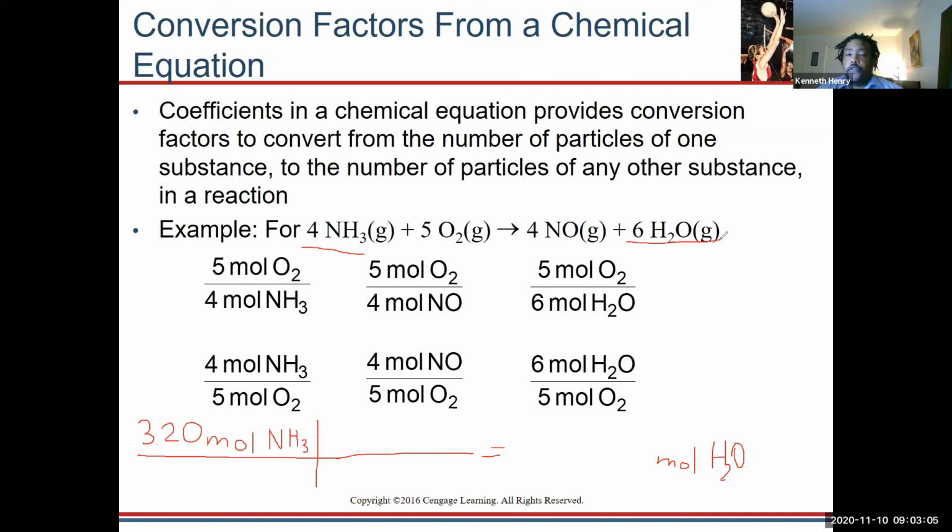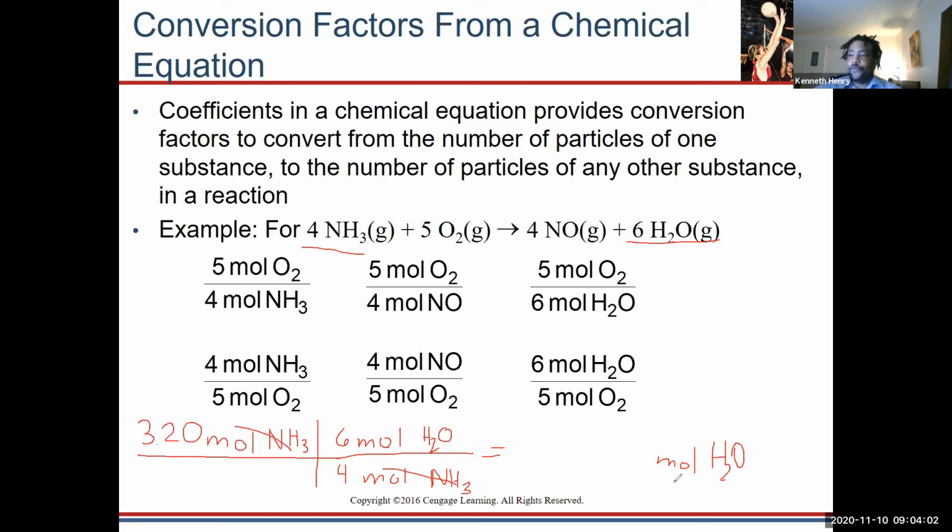Elizabeth, for every 4 ammonia, how many water can I make? 5? 6, right? So it's 4 to 6. So I want to get rid of ammonia and get to water. So four moles of ammonia to 6 moles of water. Cancel out the units, and we're going to be left with moles of water.